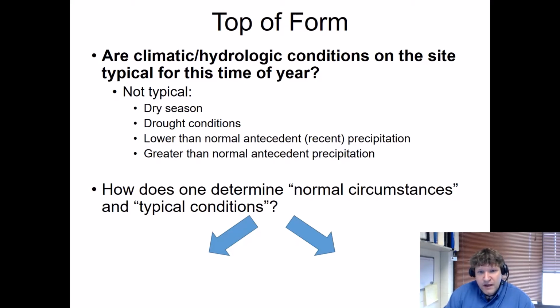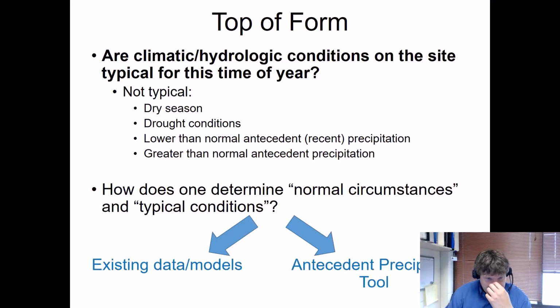So, related to these questions about normal circumstances and typical conditions, how do we determine how to answer those questions? Well, there's two approaches that you can take. You can look at existing data or models for the wetland or the watershed that you're working in, and that can help you answer those questions. But not all wetlands and watersheds have flow data or other sorts of data that might be helpful in answering these questions, and that's where the antecedent precipitation tool can come in really handy.